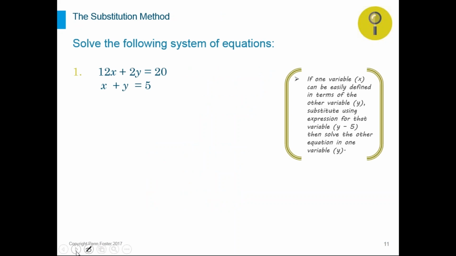Okay, let's look at a different method, the substitution method. How can we use substitution to solve a system of equations like the one we have here on the screen? As the name of the method implies, we're going to substitute one expression and put it in place of one variable in any of the equations that we see here, depending on what's given.